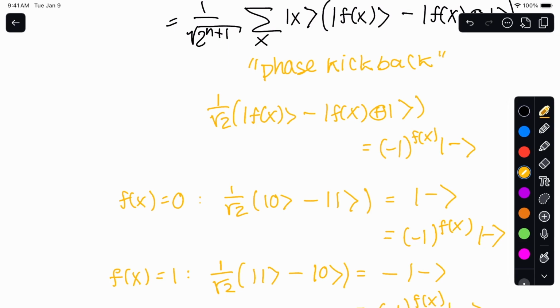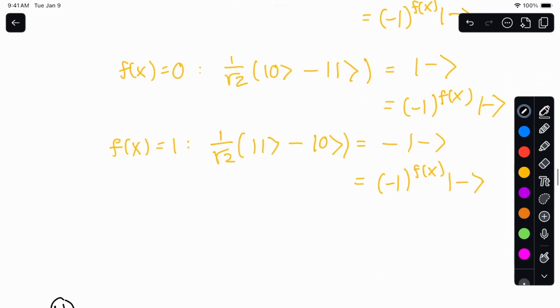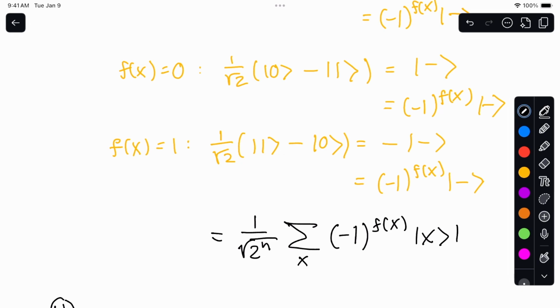Okay, so now applying our phase kickback, we can rewrite our state as 1 over root 2 to the n, sum over x, minus 1 to the f of x, x minus. The final step is to apply Hadamard gate to all the qubits in register x.